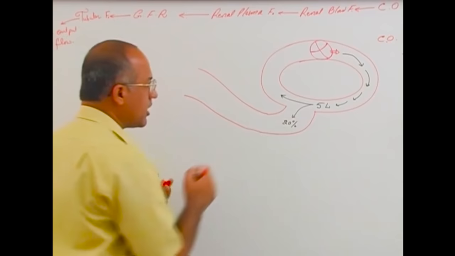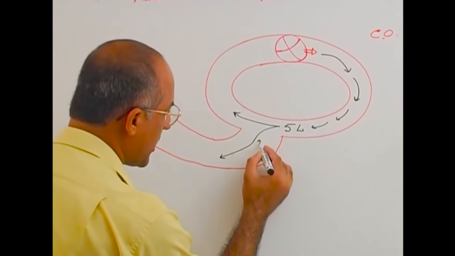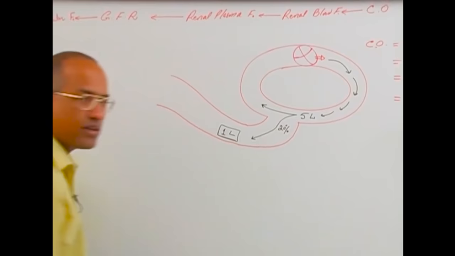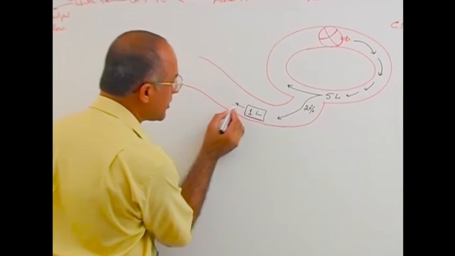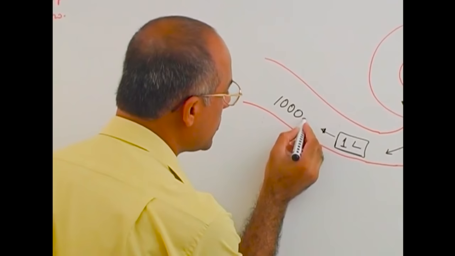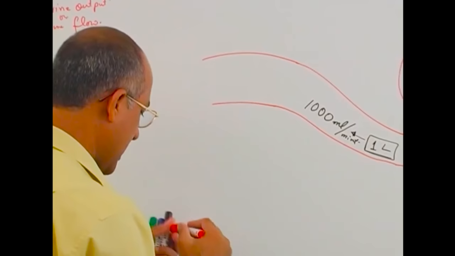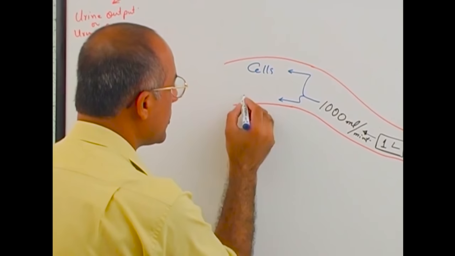20% blood makes how much out of 5 liter? If I say 20% blood has gone to the renal blood flow, how much does it make? 1 liter. Is that right? It means that out of 5 liter, every minute, your both kidneys are receiving 1 liter of the blood. And of course, there is no fun in explaining that 1 liter blood is equivalent to how many mLs? 1000 mLs per minute. Out of this blood which is going to the kidney, this blood can be divided easily into cells and what is the other thing? Plasma.